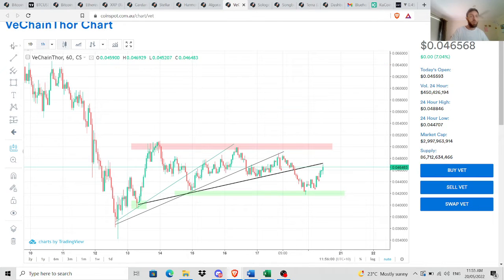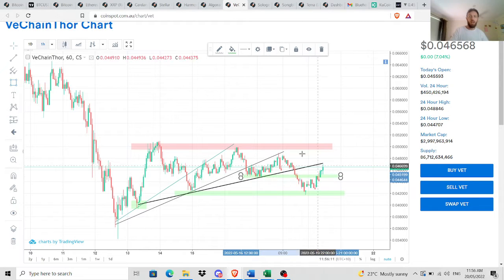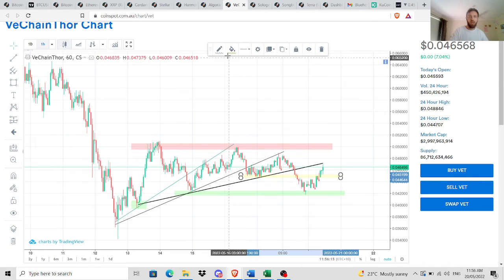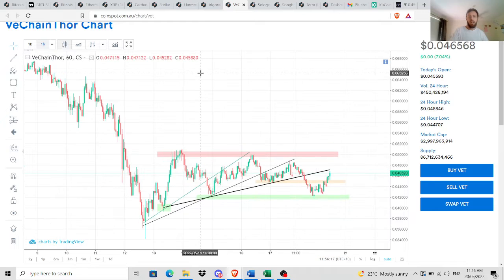which signals to me that we're making lower lows. And after this one, sorry, let me say that again. It's telling me that we're making lower highs, and after this support, we're making lower lows. That is a red flag. So, it could go either way here.